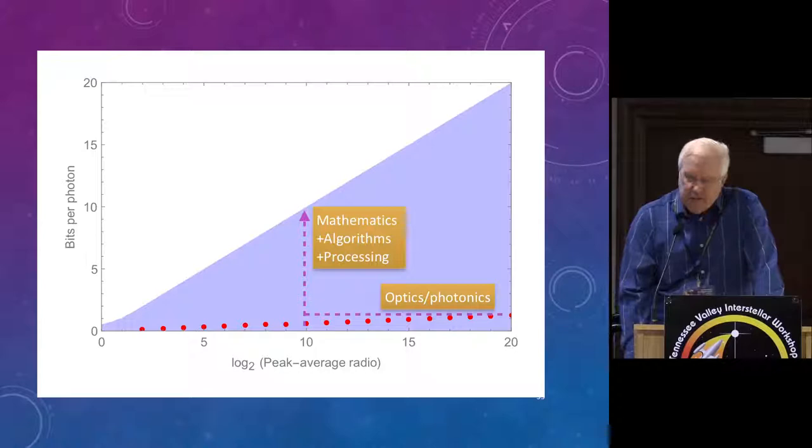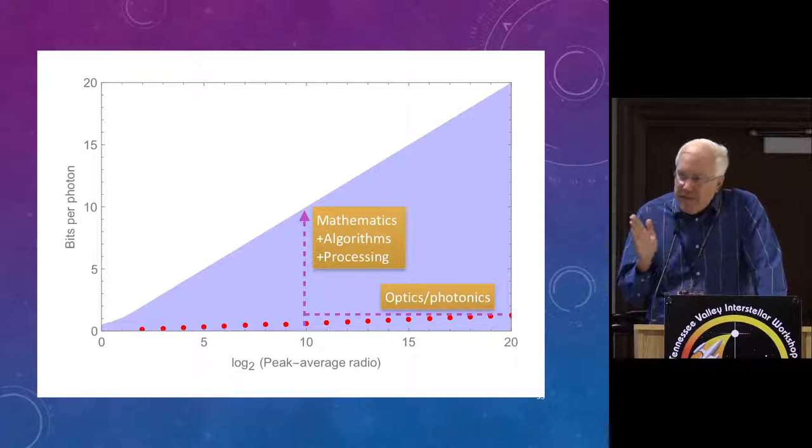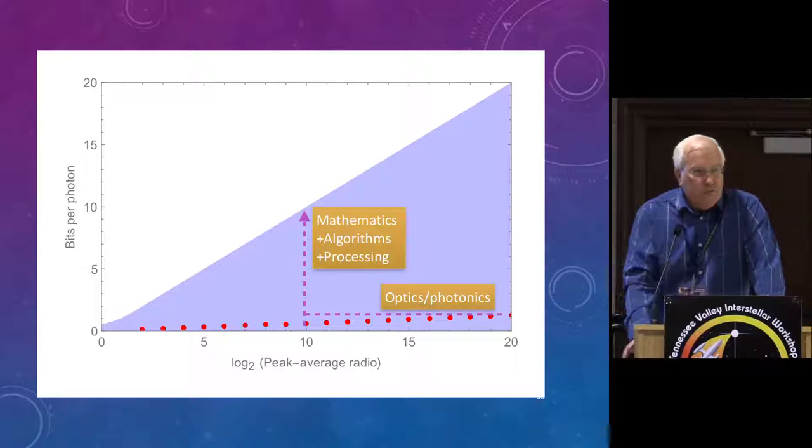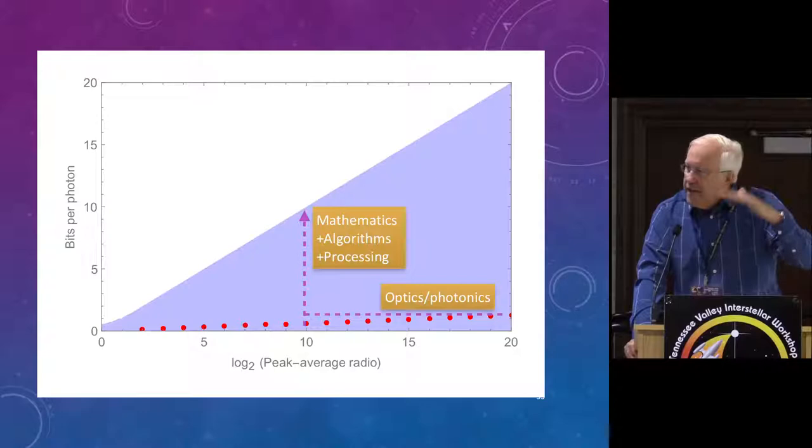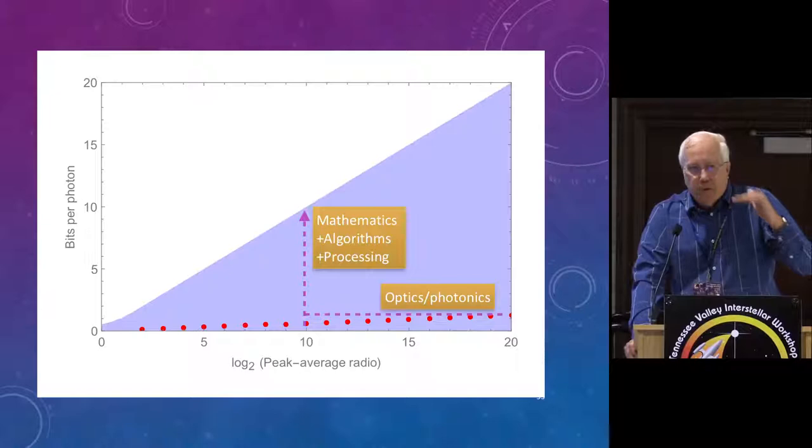The other direction we can move is vertically toward the fundamental limit, but keeping the peak to average ratio constant. That gives us a much bigger opportunity to improve the bits per photon. The name of the game there is mathematics, algorithms, and processing. The key word there is processing. This is going to require processing in our spacecraft in order to do that.